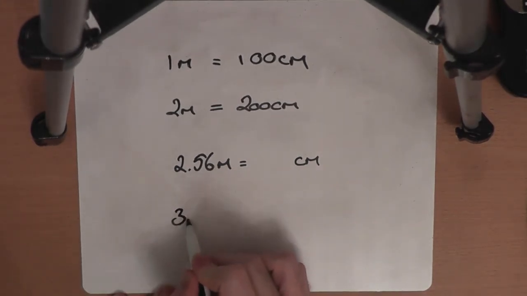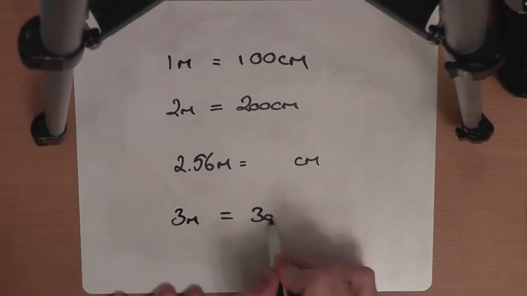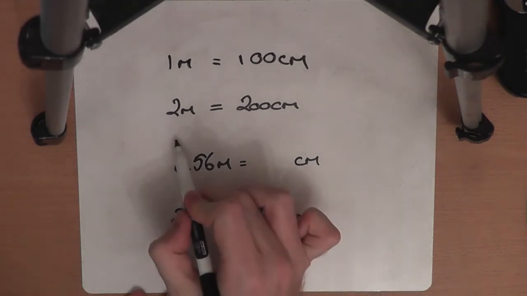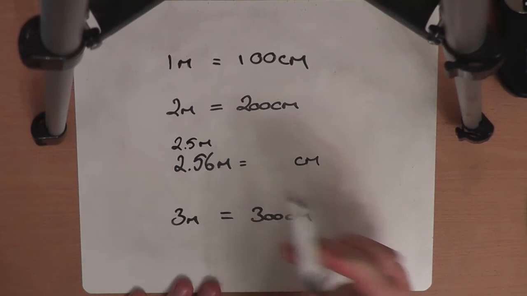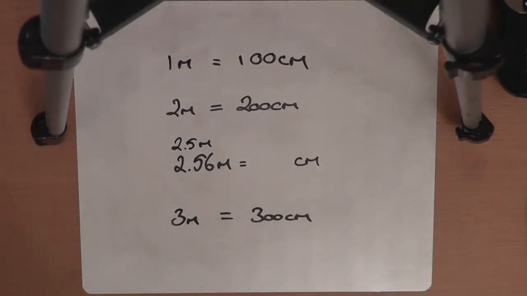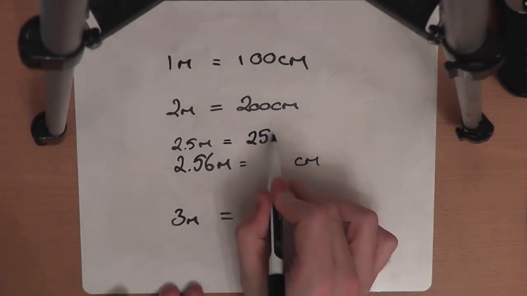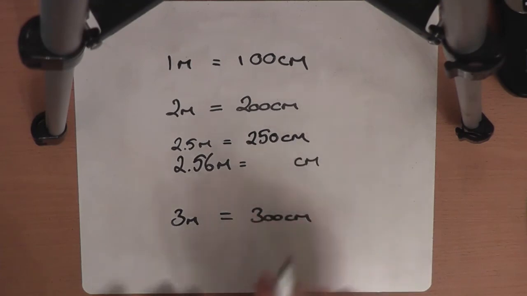We also know that 3 metres is 300 centimetres. Now 2.56 falls somewhere in between 2 and 3. So the number of centimetres must be somewhere in between 200 and 300. We could even fill in 2.5 metres. Well, 2.5 metres is exactly halfway between the 2 and the 3 metres, which means the number of centimetres for that will be exactly halfway between 200 and 300, and will be 250.